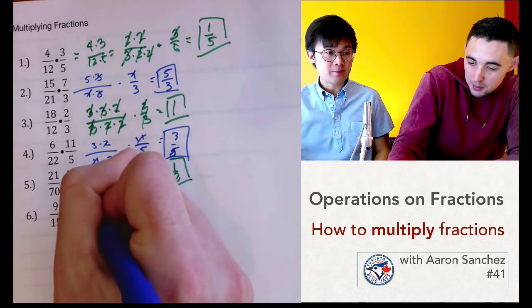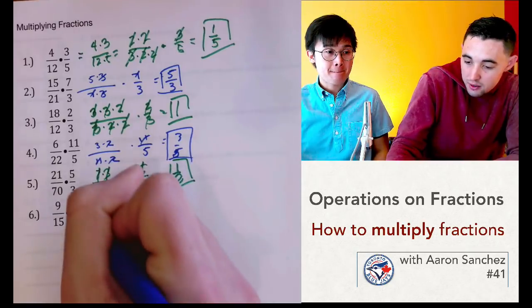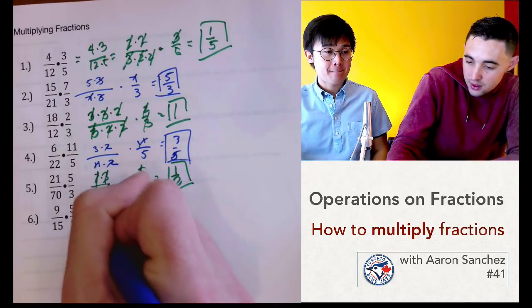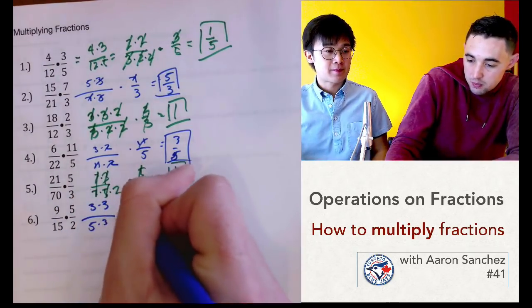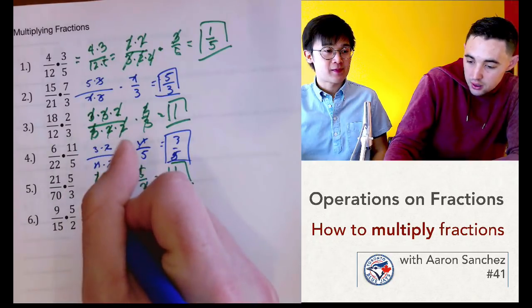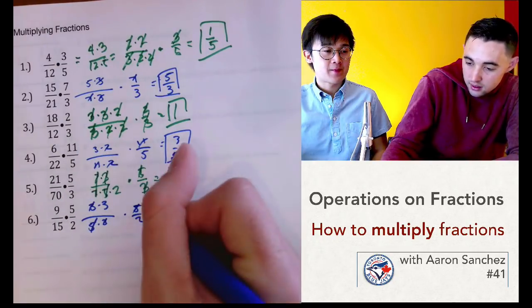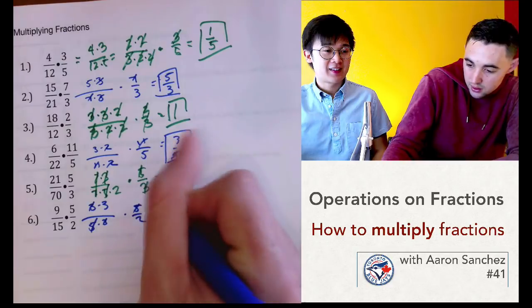And the last problem. 9 breaks down to 3 and 3. 15 breaks down to 5 and 3. You keep 5 over 2. You factor down, cancel out. Answer is 3 over 2.